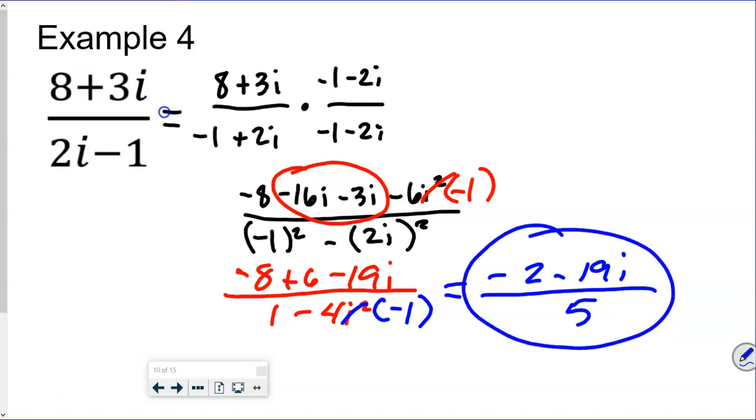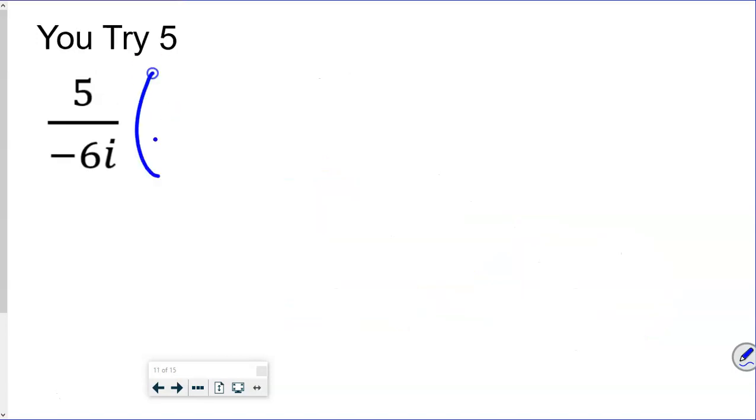Okay, so I'd like you guys to work each of the next ones. You can pause me between, work it, pause, check, whatever works for y'all. So this one's pretty easy. So we're going to multiply it by 6i, positive 6i, over positive 6i, right?